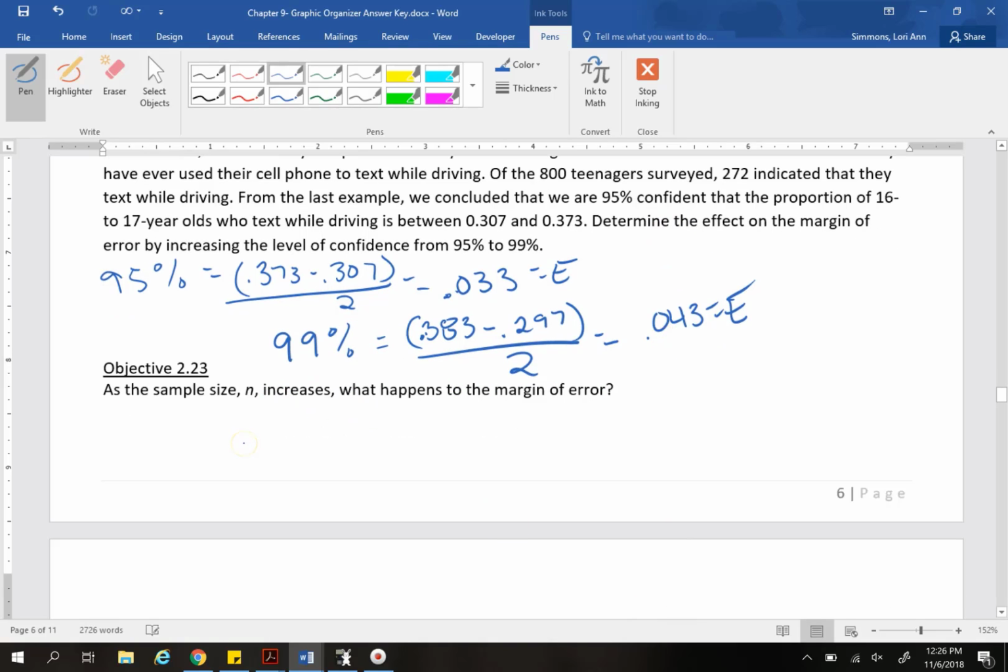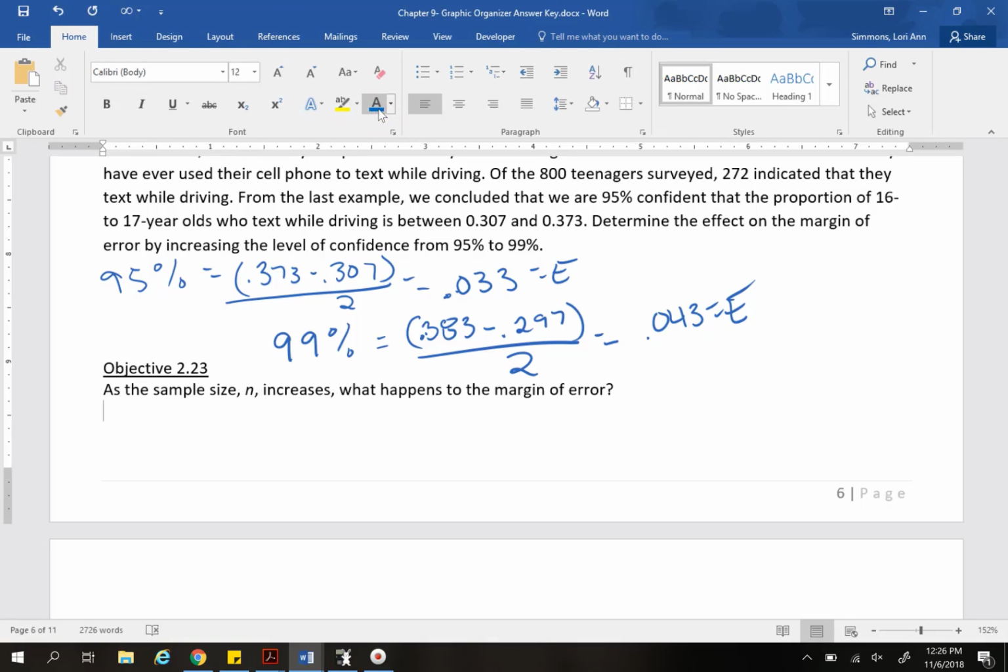So as the sample size increases, what happens to the margin of error? Or you can think of your standard deviation. The larger your sample size is, the closer you're going to get to the population. The closer to the population, the less error or margin of error that you will have. That should be decreases. And if the sample size is quadrupled, the margin of error will be cut in half.